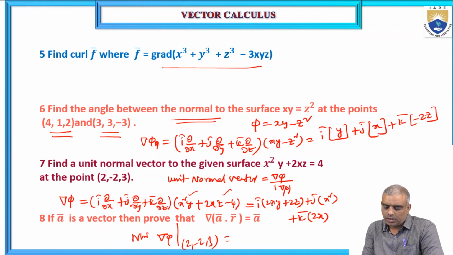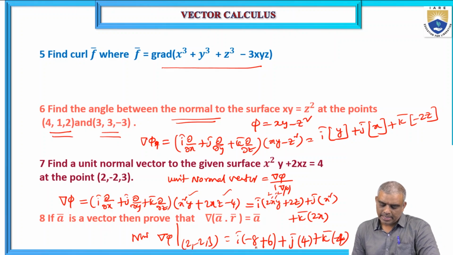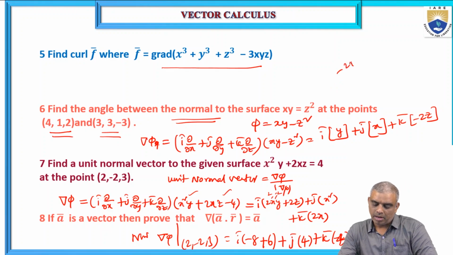Now grad phi at the point (2, -2, 3). Substituting x = 2, y = -2: 2 twos are 4, 2 fours are 8, I bar into minus 8 plus 2z, 2 threes are 6, plus j bar into x square, 4, plus k bar into minus 4. Or this is minus 8 plus 6, minus 2 i bar plus 4 j bar minus 4 k bar. This is grad phi at that point.